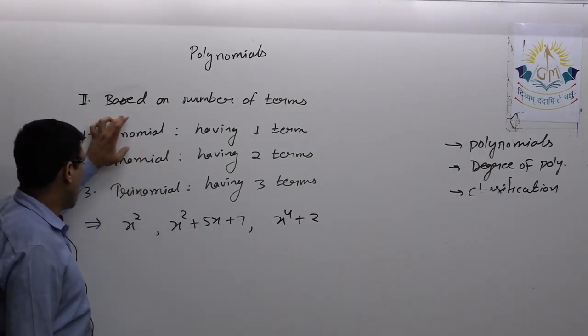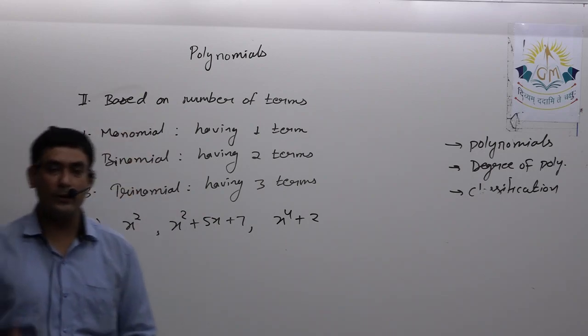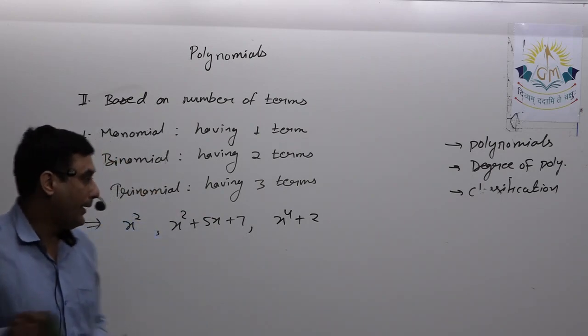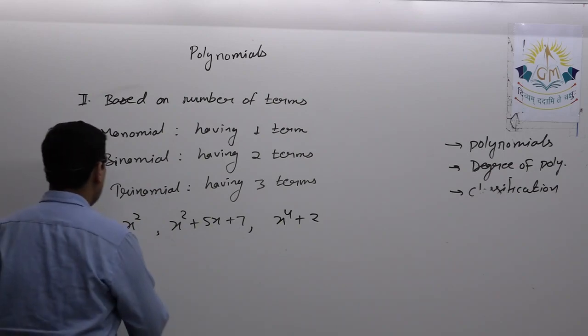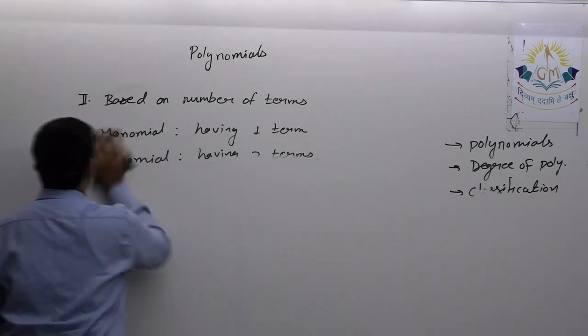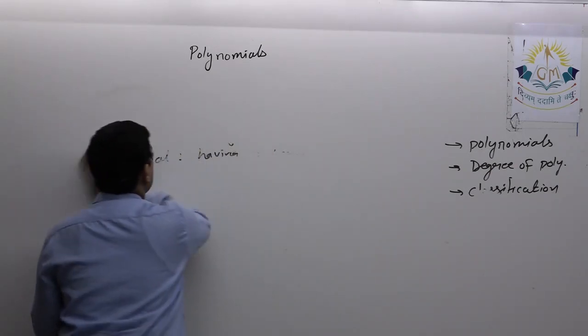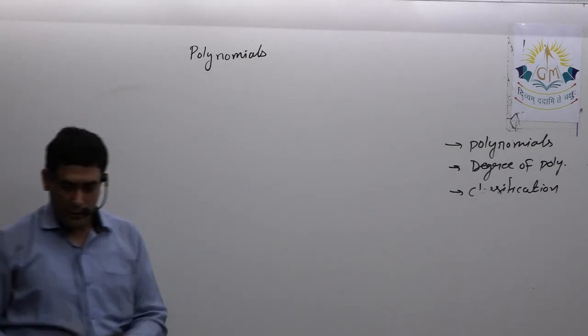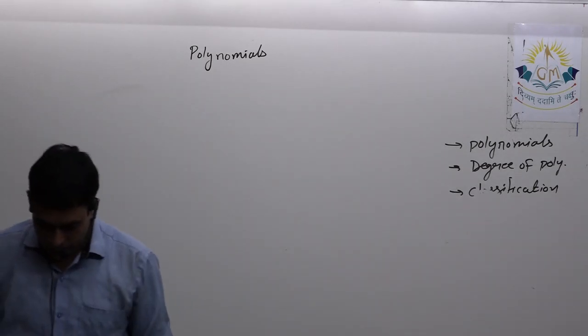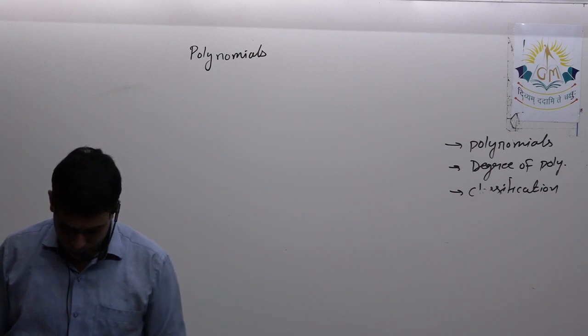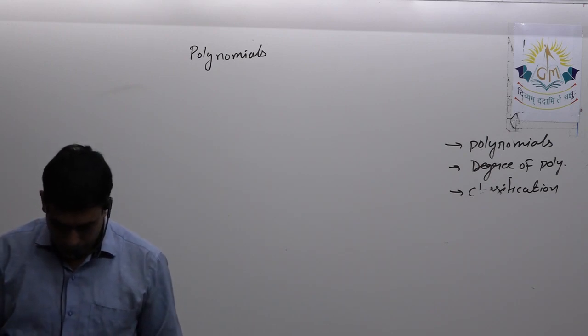So simply the number of terms gives you the different names. One term gives you the name monomial. If there are two terms in the polynomial, it is called binomial. If there are three terms, then it is called trinomial. So here the classification gets over. Now next we will see the zero of polynomial.